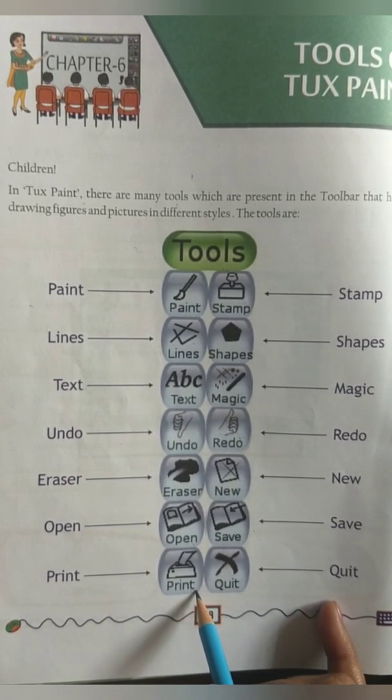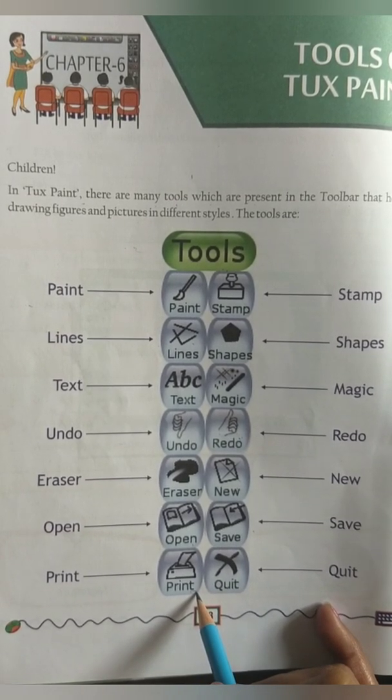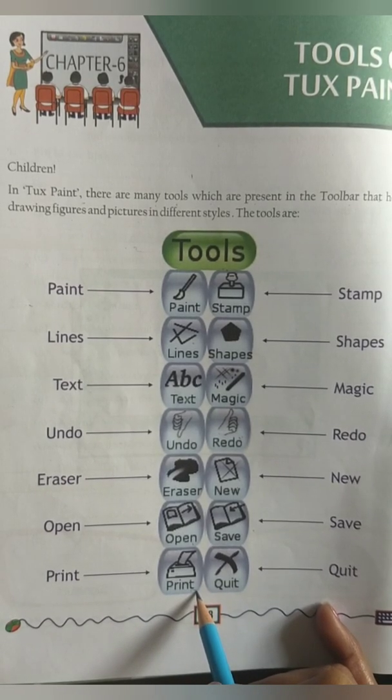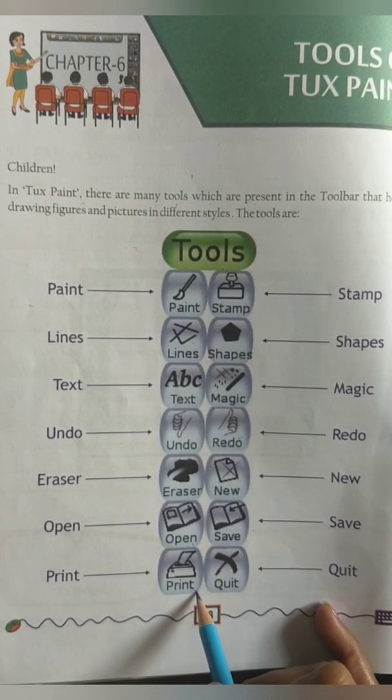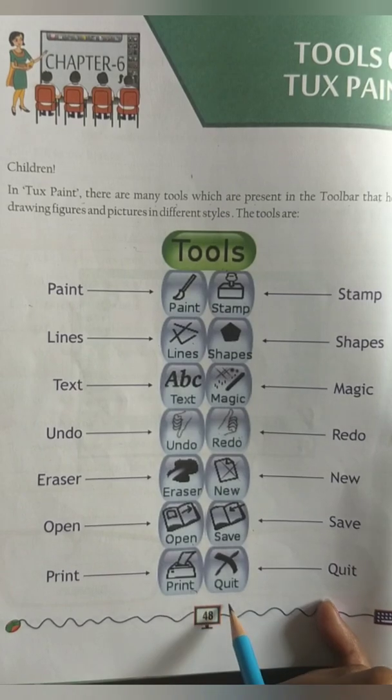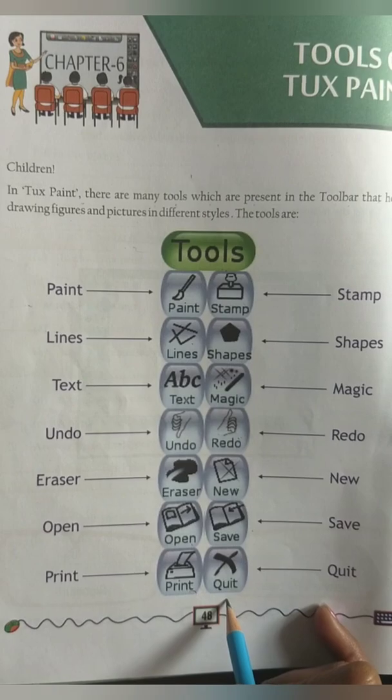Print means to take out the hard copy of your drawing. Whatever you have drawn, if you want it on a sheet of paper, or you want to place it on a board, then you will take out the print of your drawing. And that printed form is called the hard copy of the drawing. And this Quit button is used to close the Tux Paint screen.